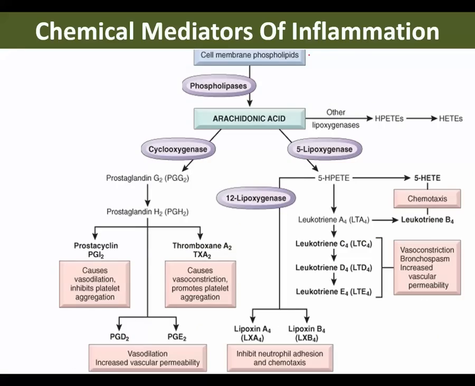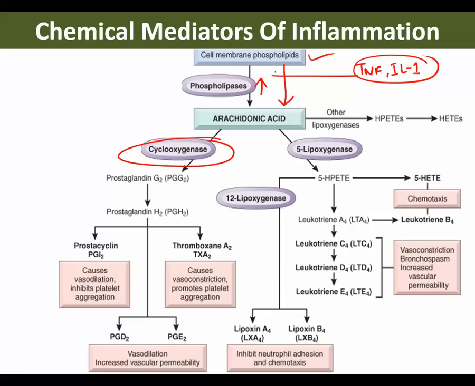You all know phospholipids are in the cell membrane, right? Phospholipases increase and get activated in inflammation. They break the phospholipid and form arachidonic acid, and cyclooxygenase gets activated. In acute inflammation, the mediators involved are TNF and interleukin 1. Interleukin 12 is in chronic inflammation, while TNF and interleukin 1 are in acute inflammation. They activate these enzymes.